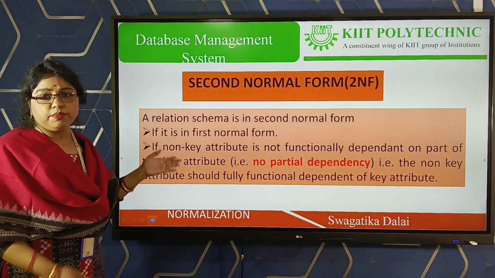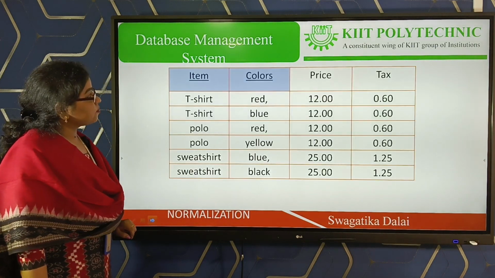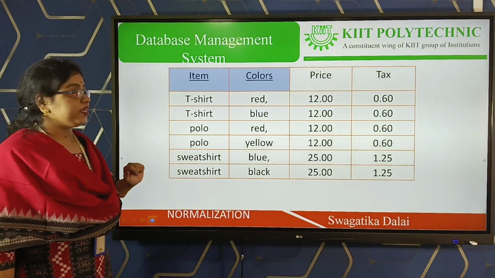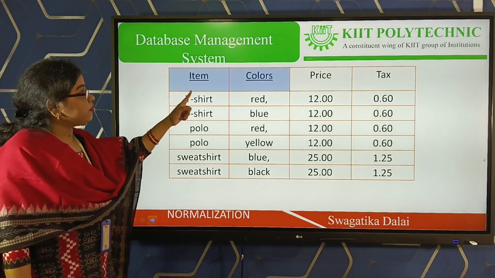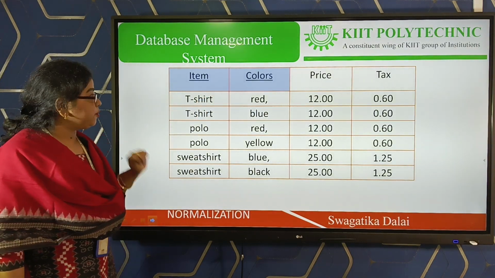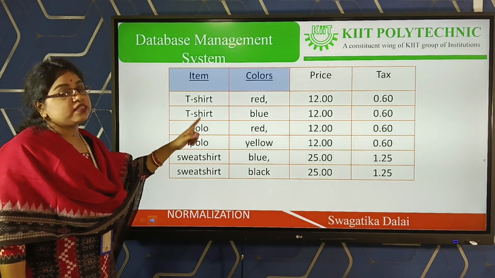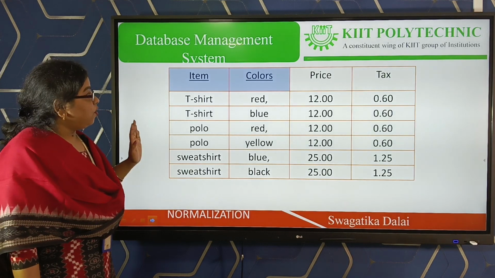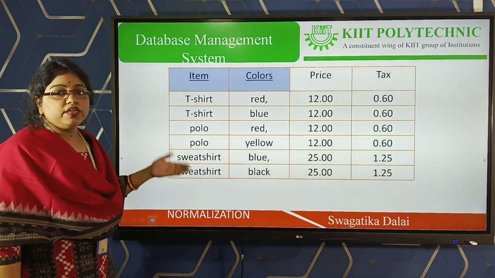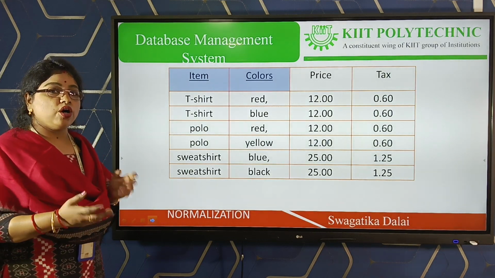We can better understand this by taking an example. As you can see in the next slide, I have taken the same table here. This table contains four attributes: item, color, price, and tax. Each attribute has a single value, which means the table is in 1NF. Then we check for the second condition, whether partial dependency exists here or not.